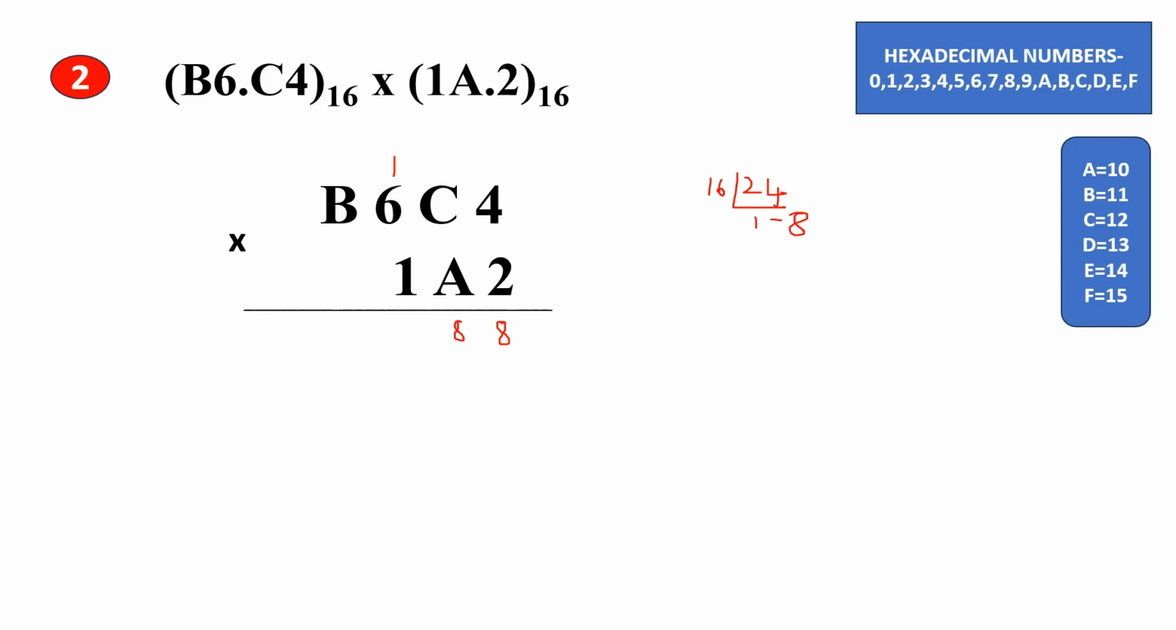Then 2 into 6 gives us 12. Then 12 plus 1 is 13. So 13 represents D, so you can write D here. Next, 2 into B. B is 11, so 11 into 2 gives us 22. To make it a hexadecimal digit, divide by 16. So the quotient is 1 and the remainder is 6. So you can write this 6 here, and the remainder 1 also you can write here.